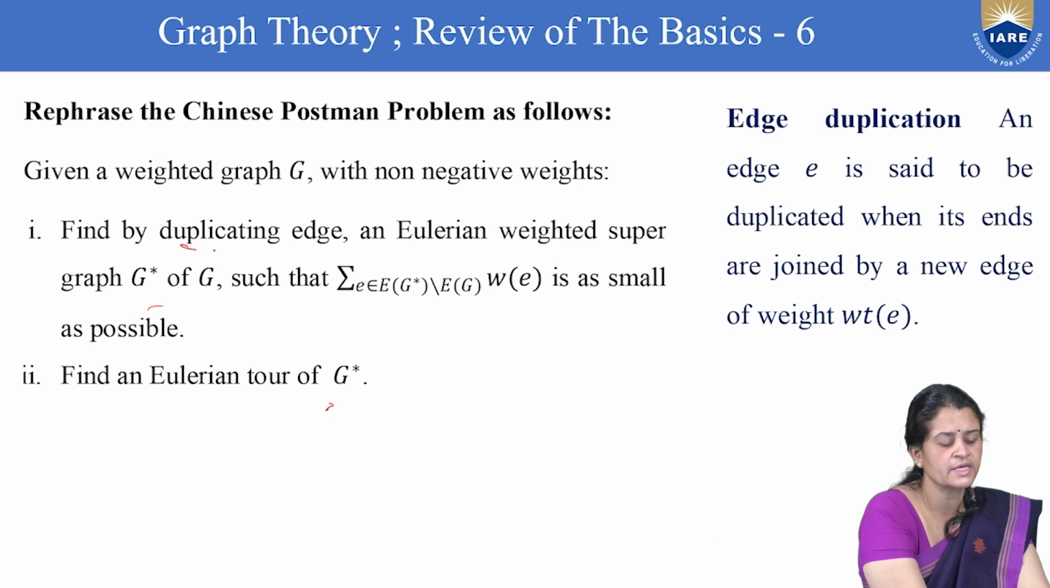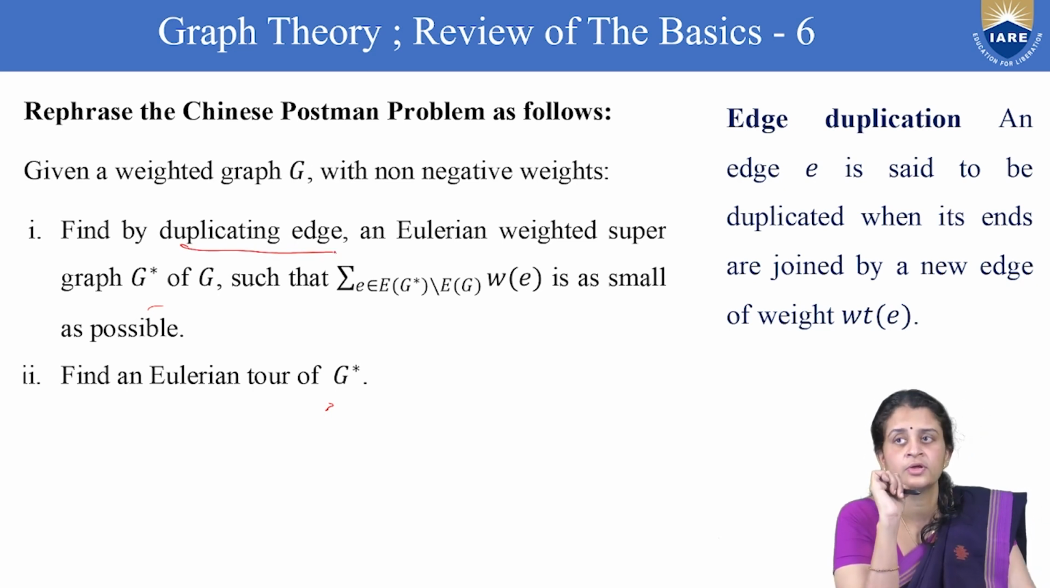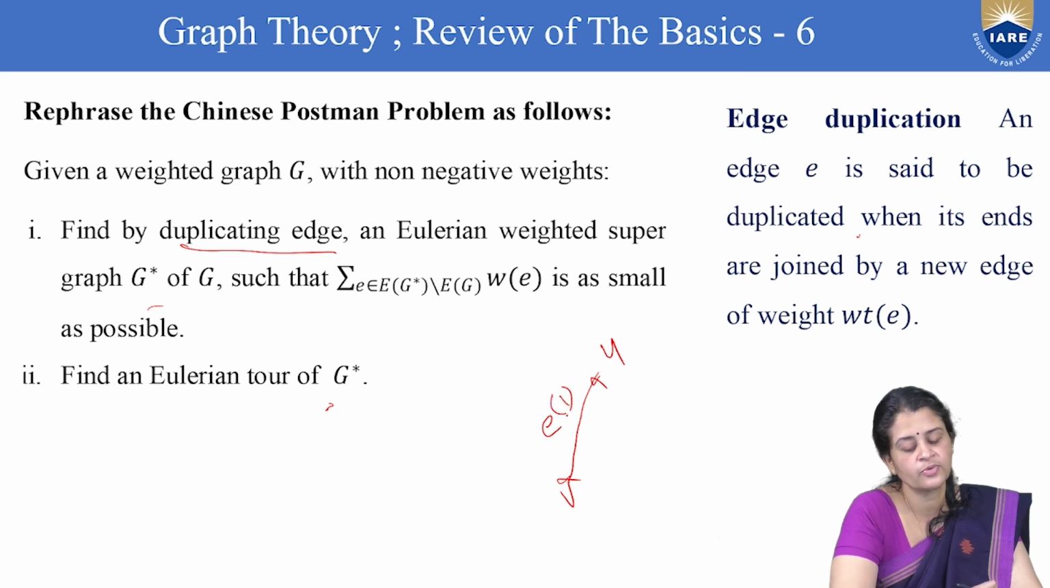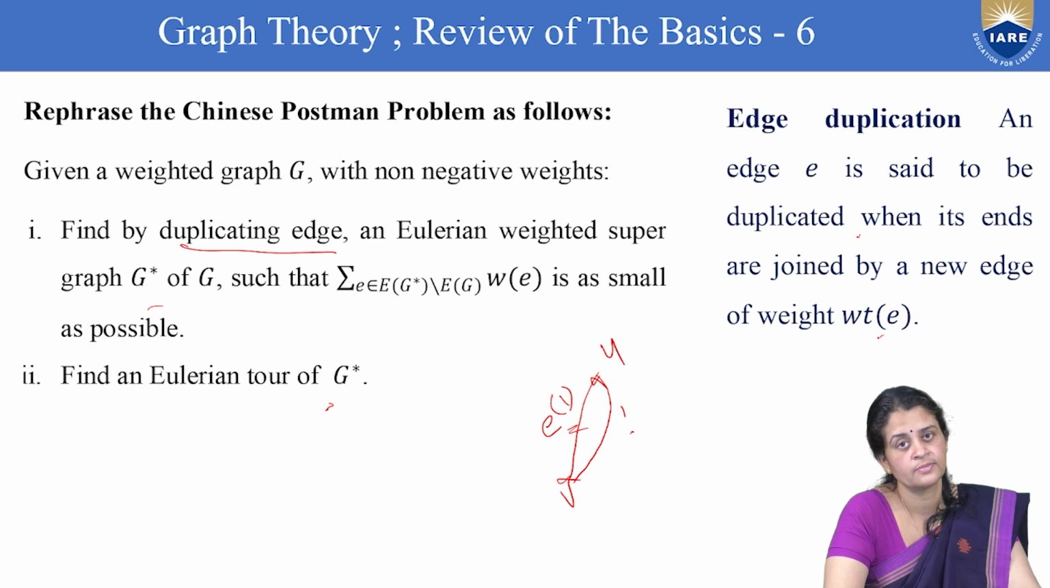So this edge duplicating, I think we have not discussed earlier. An edge E is said to be duplicated when its ends are joined by a new edge of weight of E itself. Suppose I have this edge connecting U and V with weight 1. If these ends are again connected with another edge whose weight is again 1, then this edge is said to be duplicated.